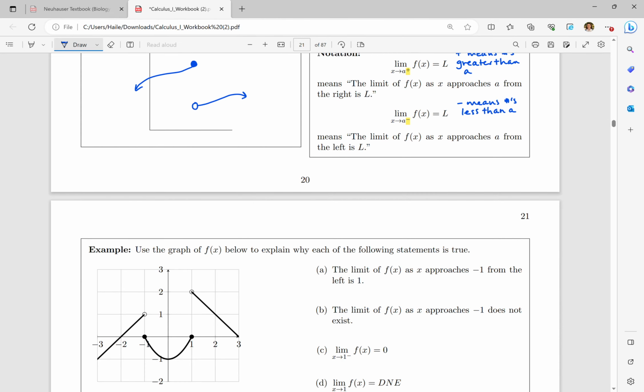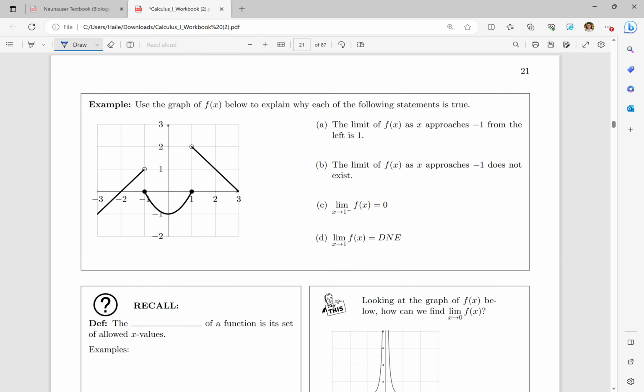Okay, so that's a one-sided limit. So let's do some practice. We're going to use the graph of f of x below to explain why each of the following statements is true. Okay, so if we look at statement A, we have the limit of f of x as x approaches -1 from the left is 1. So let's look at x is equal to -1, so that's right here.